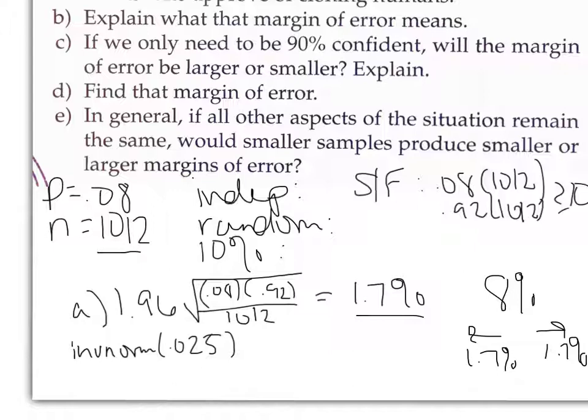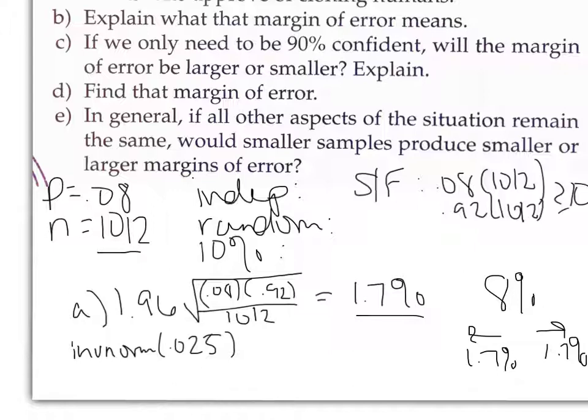Okay? Alright, C, if we need to only be 90% confident, will the margin of error be larger or smaller? I'm going to be less confident here, so I can miss more often, which means I could cast a smaller net and I would be okay with that. Yes, I'd probably miss more often, but that's what 90% confident means. So the less confident I need to be, the smaller my margin of error, because I'm going to miss more often. So it's going to be smaller.